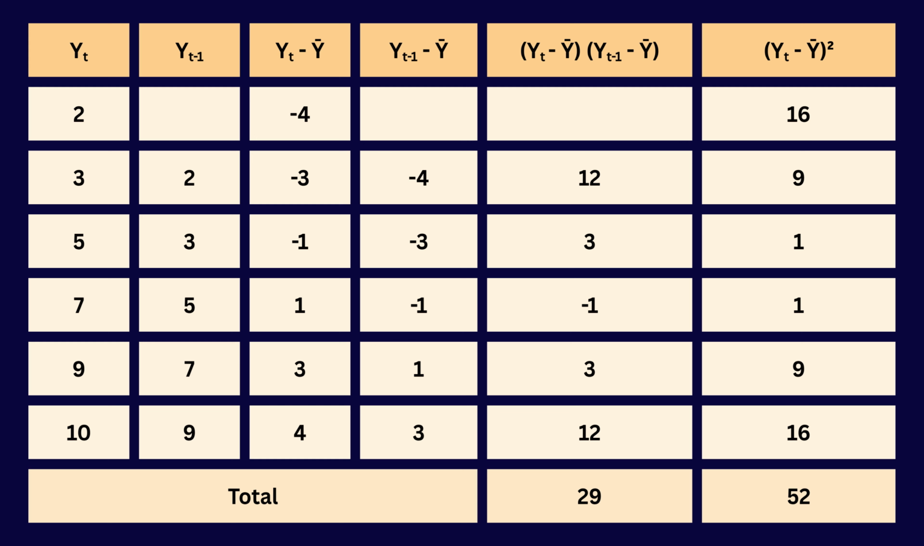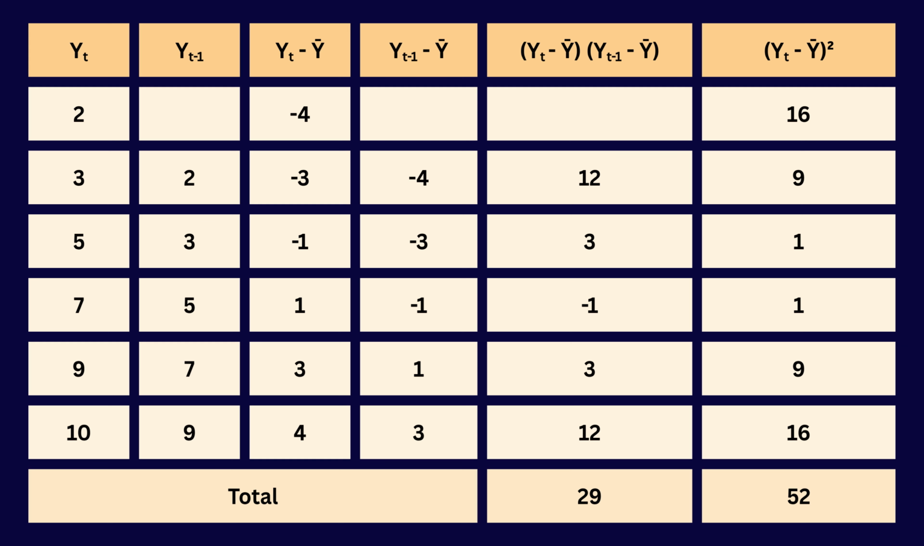Our last column has the yt minus y bar squared value. Let's look at the first row. Here we got the yt minus y bar value as minus 4. The square of that value is 16, so we put 16. Likewise, you have to calculate all the values.